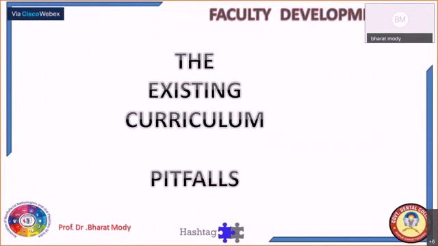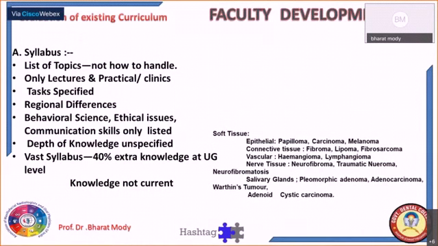Now let us see what the existing curriculum is and what the pitfalls are. Basically, it is a syllabus. There is a list of topics. It doesn't tell you how to handle them, how many lectures to be taken, how many practicals. It is all quota based. Regional differences are not taken into consideration. Behavior, ethics, science, competency, depth of knowledge, all these are mentioned but not tackled as a program.